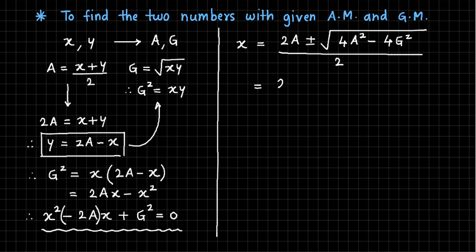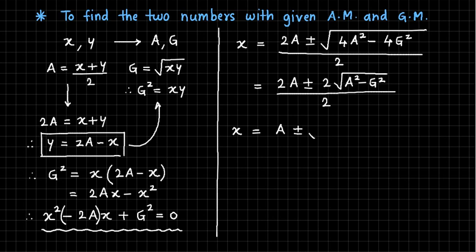So here we have 2A plus minus. Now if we take 4 common from inside the square root, that will come outside the square root and result in 2, and inside the square root we will be left with A square minus G square, right, whole divided by 2. So therefore finally we get x is equal to, cancelling 2, A plus or minus square root of A square minus G square.